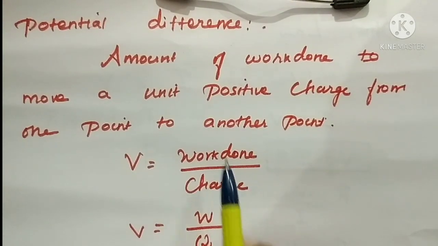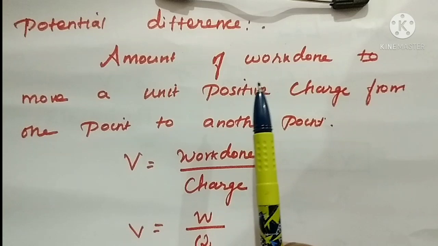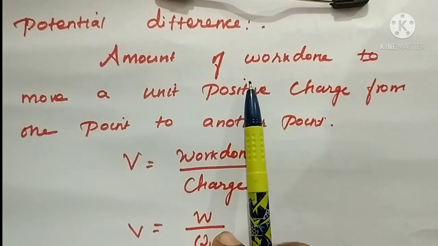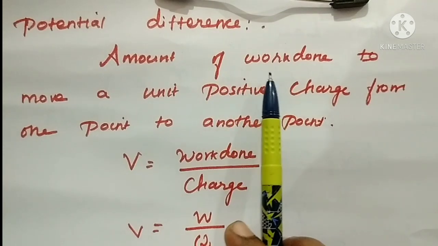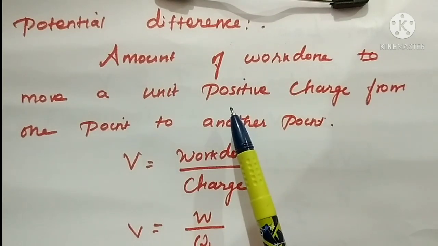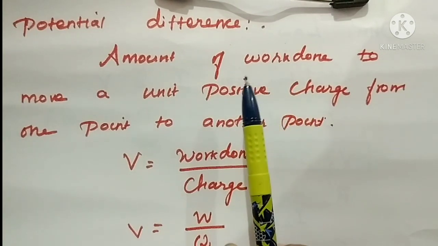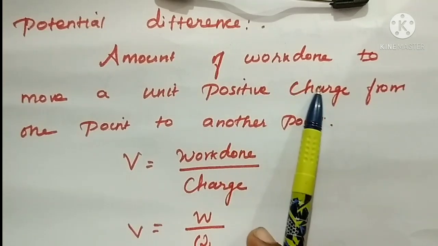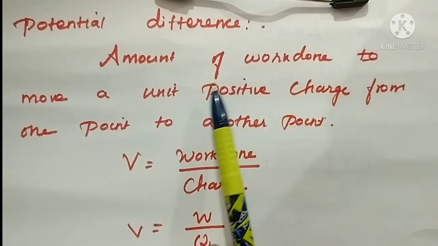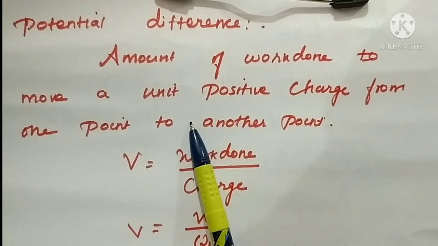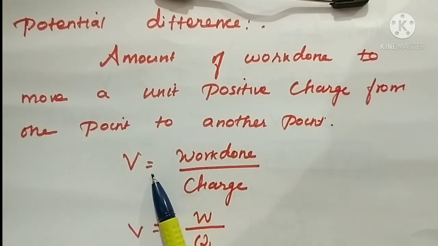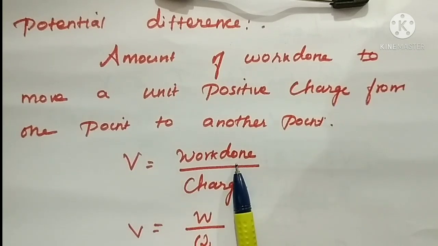Next we are going to discuss the formula for potential difference. You all know what is electric potential or potential difference. It is the amount of work done to move a unit positive charge from one point to another. The amount of work done to move a unit positive charge from infinity to a point is the electric potential at that point. Potential difference means moving the unit positive charge from one point to another. It is represented as V is equal to work done by charge.